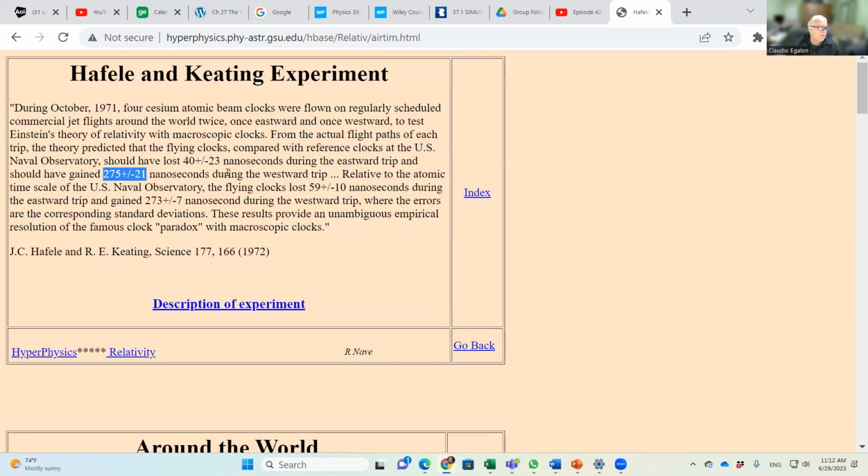There is a difference whether you fly west or east, and that has to do with the relative motion of the Earth due to its rotation.